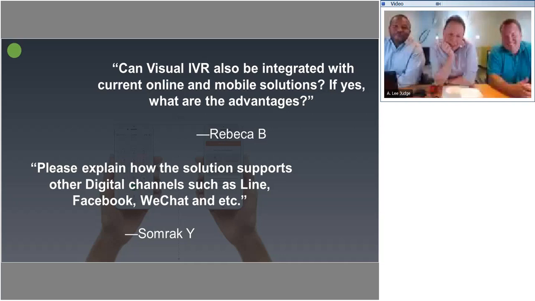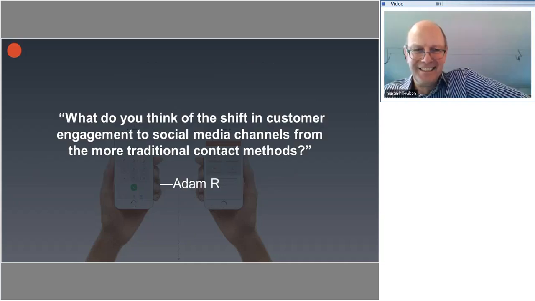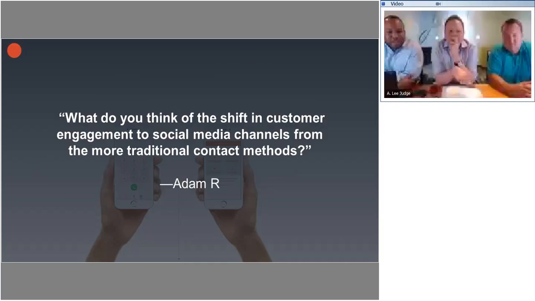Okay, let's go back to what Visual IVR will do. What do you think of the shift in customer engagement to social media channels from the more traditional contact methods?